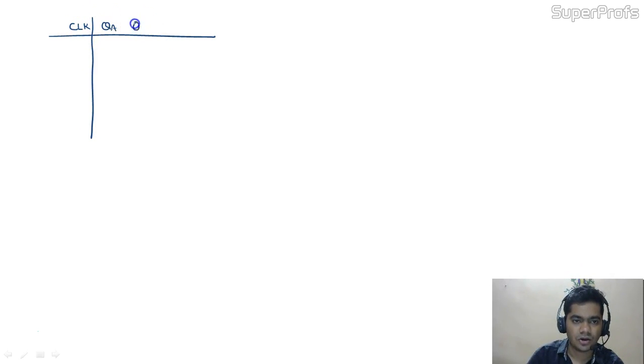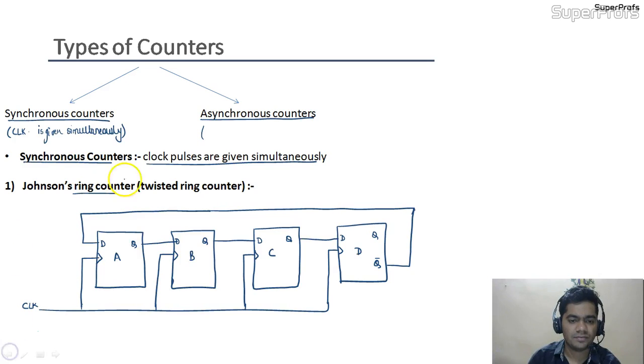Suppose we have a clock pulse like this. Using the tabular form, we are going to be able to understand it quickly. So this is the clock pulse, this is QA, the output of D flip-flop A, that is the first flip-flop, then QB, QC and QD. Initially suppose all the flip-flops are in the 0 0 0 0 state. So QA is 0, QB is 0, QC is 0 and QD is also 0, but QD bar would be 1.